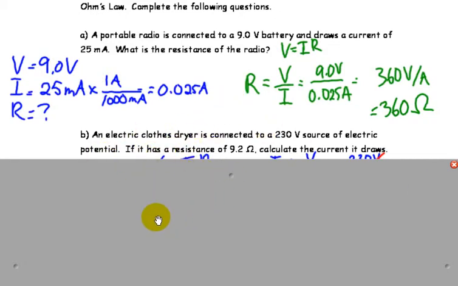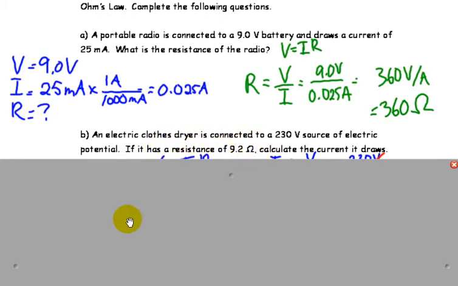Maybe pause the video, see how you make out. Set up the variables first of all, then use the equation, rearrange it to what you need in order to solve for the unknown variable. Okay, if you had a chance to do that, do the work.